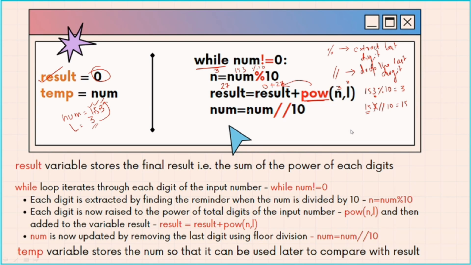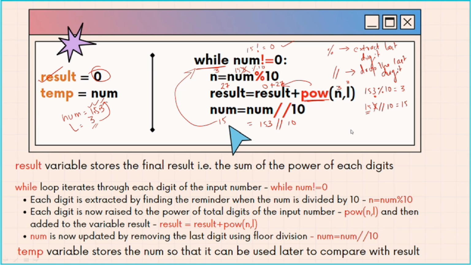Now we update the variable num, because we are done with the 3. Now we have to go for 5 and find the cube of 5. So we will do floor division, 153 floor division 10 equals 15. So now the num variable gets updated from 153 to 15. Now it will go to the while loop and check 15 is not equal to 0. So the condition is true.